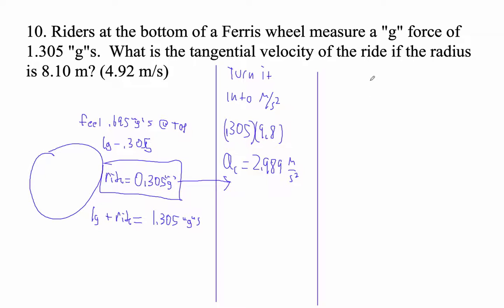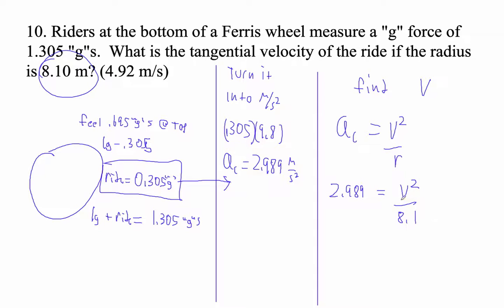Your third step is to find, in this case, the velocity. Sometimes I'll ask you for the period, sometimes I'll ask you for the velocity, right? If it's velocity, use this guy: centripetal acceleration is v squared over r. So 2.989 is equal to v squared divided by, what's our radius? Oh, 8.1 meters. There's the radius right there. So v squared is equal to 2.989 times 8.1.